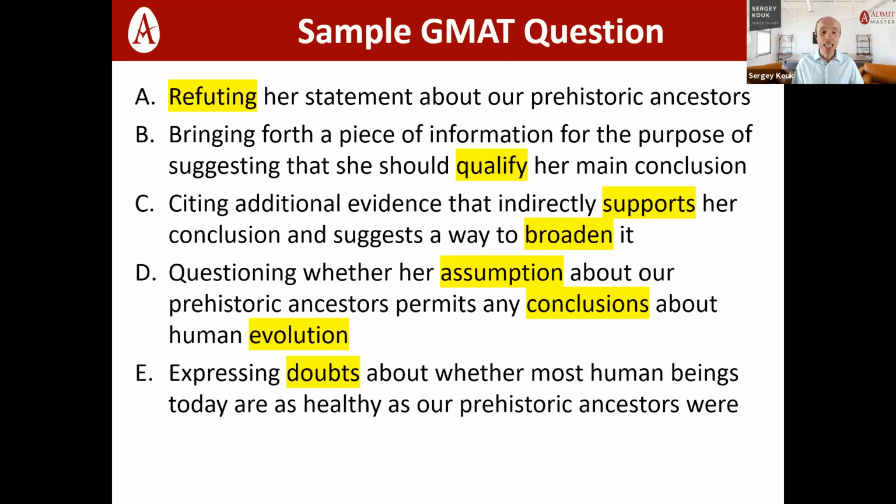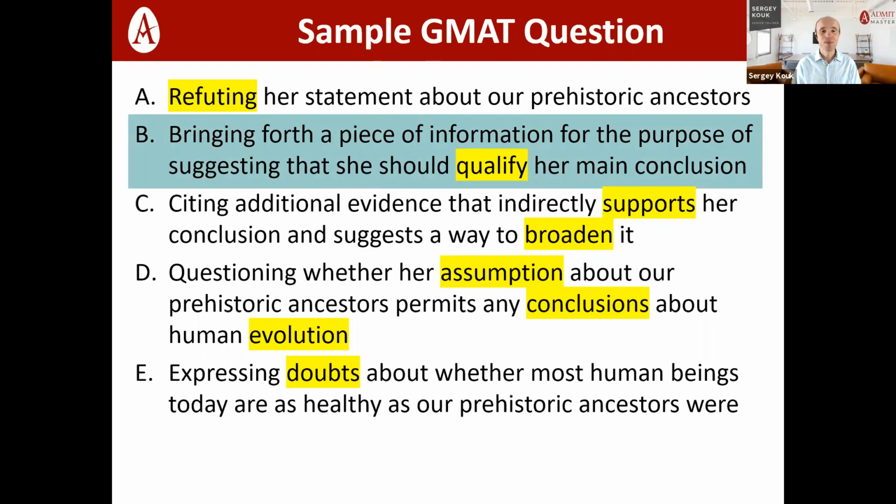Exactly. He is trying to narrow it because he is saying, look, whatever you said before doesn't necessarily apply to everyone because people are not as physically active. That's why we have to qualify. Maybe that diet is good for some people, but not for everyone. And that's why B is actually the right answer.